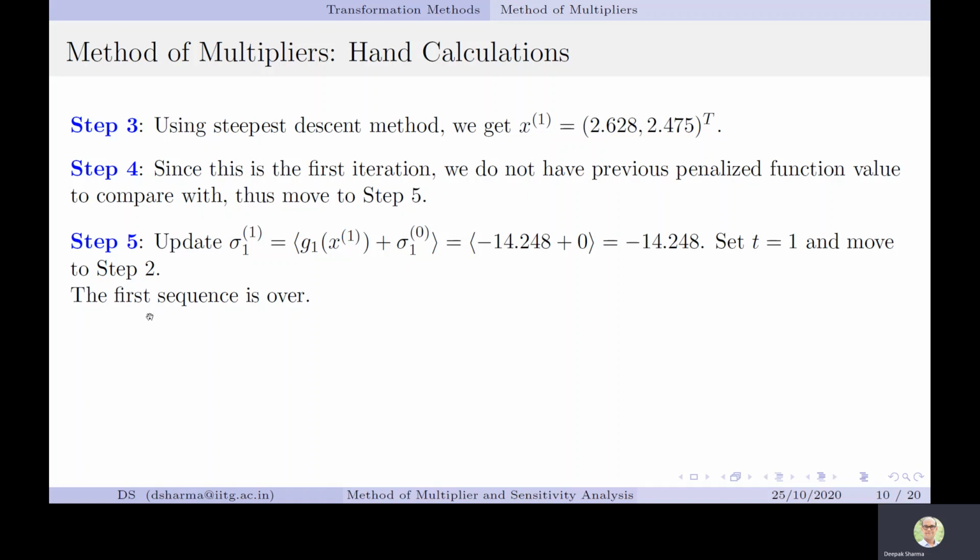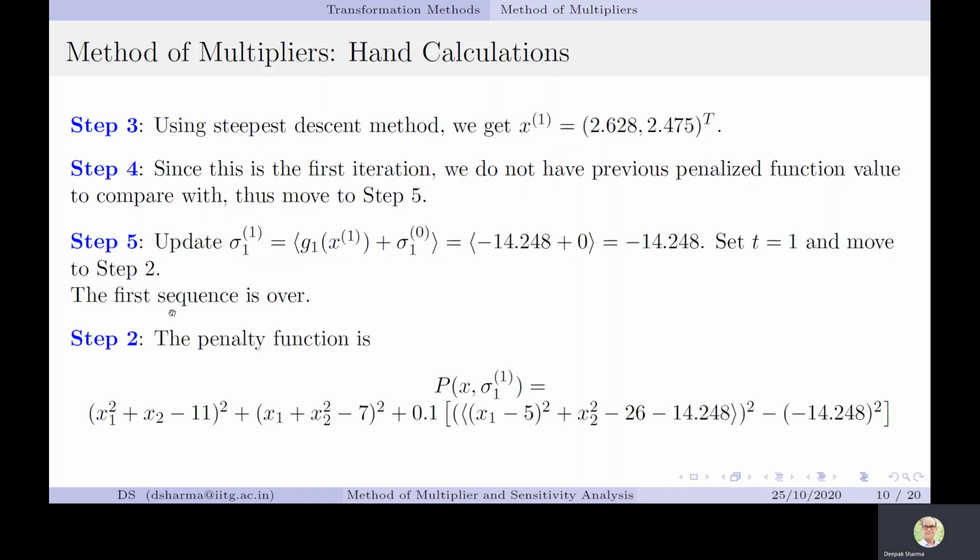The first sequence is over now. Once it is done, we have to move to step number 2. Now you can see the change in the penalty function. Now the penalty function is P of sigma 1, 1. Now we have the objective function plus a constant R, 0.1, and inside this big bracket you can see we have G1 minus sigma 1, 1 bracket operator and whole square minus sigma 1 whole square. So you can see the change in the penalty function method here.